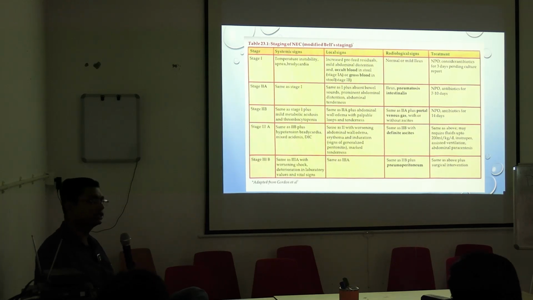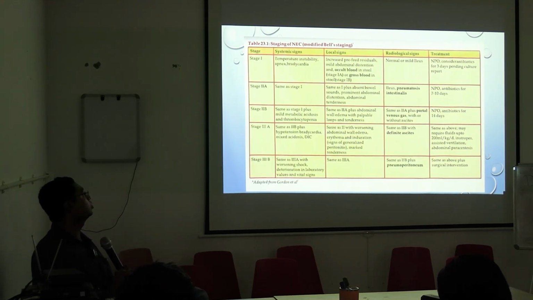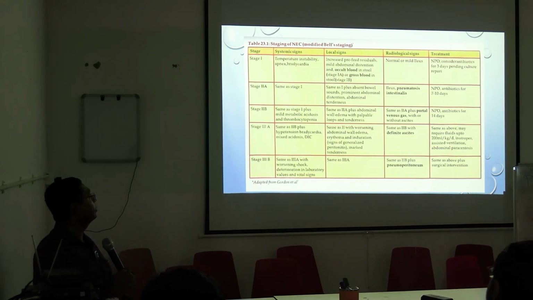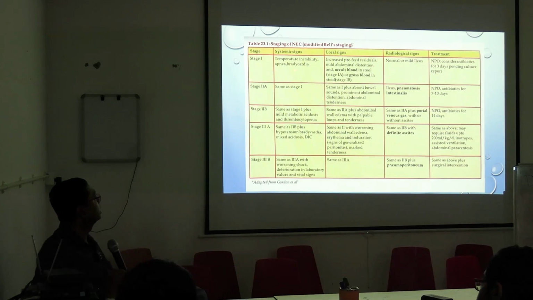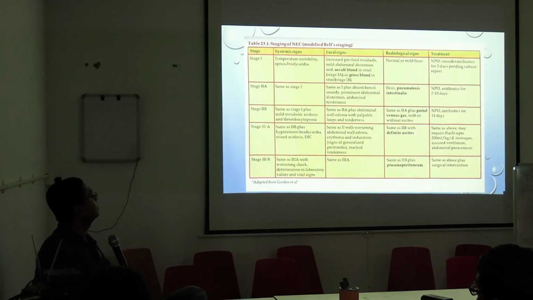এখান থেকেই সব কোশ্চেনগুলো আসে। There are three stages. Each of the three stages can be divided into A and B. So first coming to the stage 1. In stage 1, clinically you have to identify the patient to prevent the NEC. There can be some temperature instability, apnea and bradycardia.